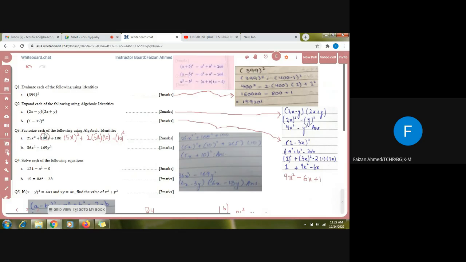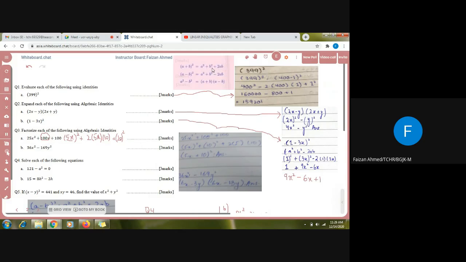So this means this is the expanded form of identity number 1, and I just have to take the first term, that is a. This is the a, and I have written 5x over here, and then I have to take the b, that is 10, and just add them and take a whole square in order to get the factorized form. So this is a plus b whole square.